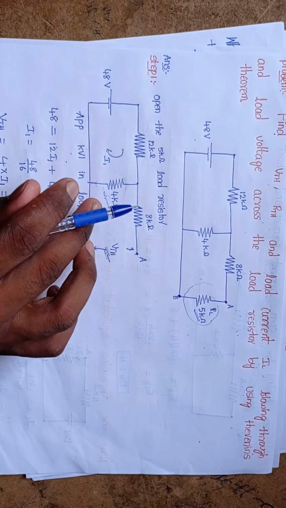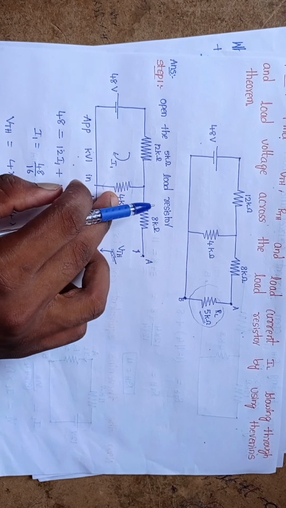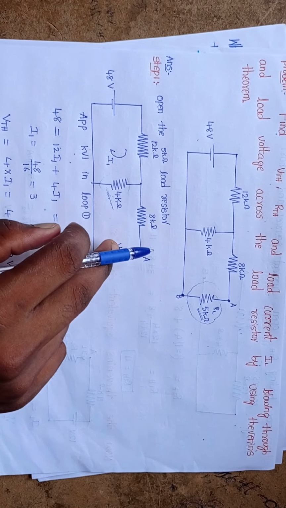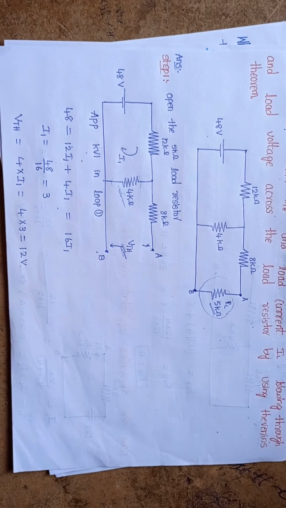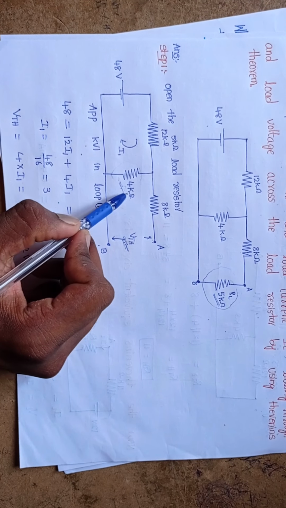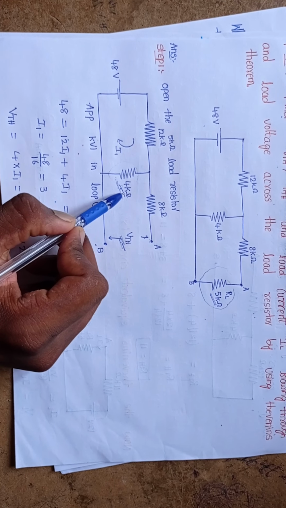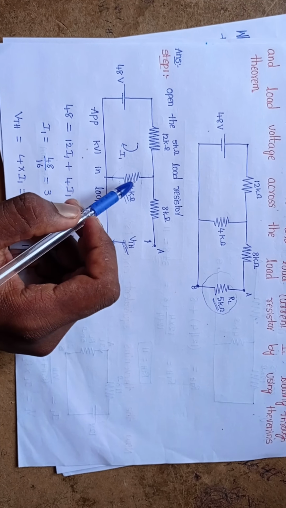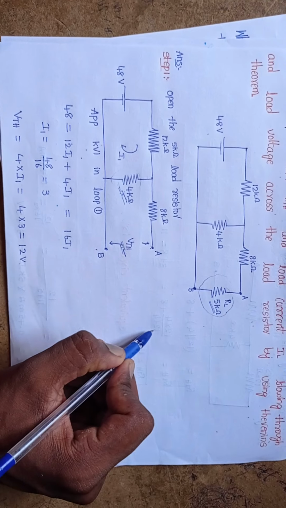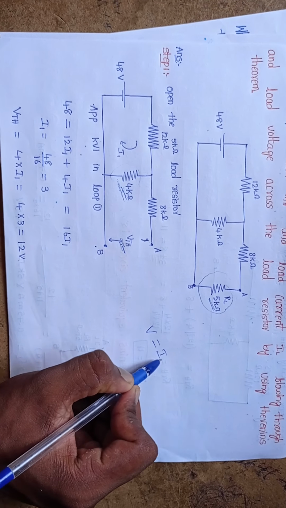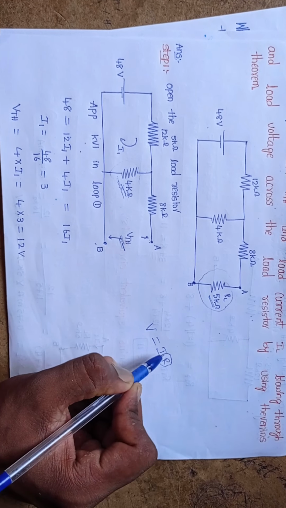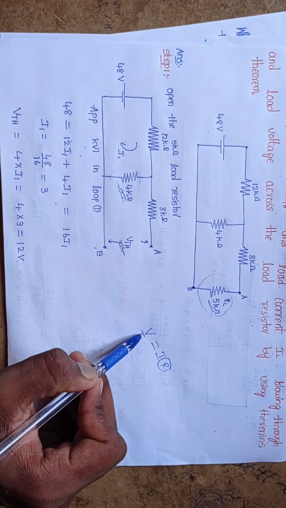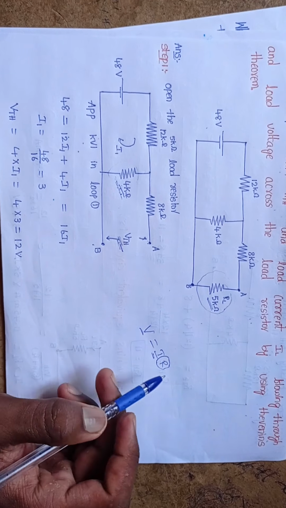The 4 kilo ohms resistor voltage is equal to VTH because these two are across. In order to find the voltage across the 4 kilo ohms resistance, we need to find the current flowing through this 4 kilo ohms resistance. We know according to Ohm's law V is equal to IR. Here R is nothing but 4 kilo ohms and we want to find V. We need the I value.